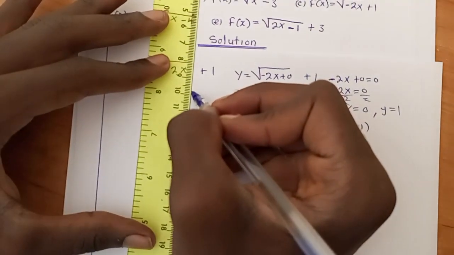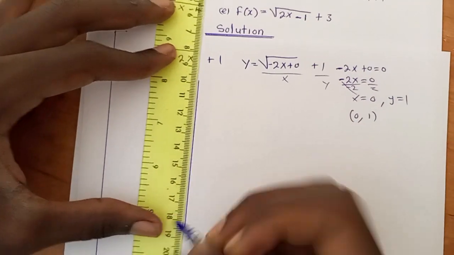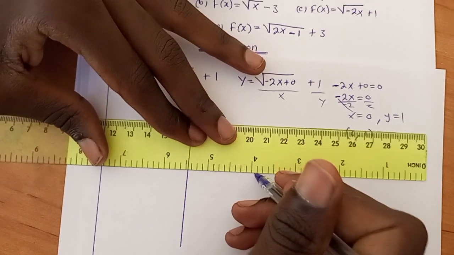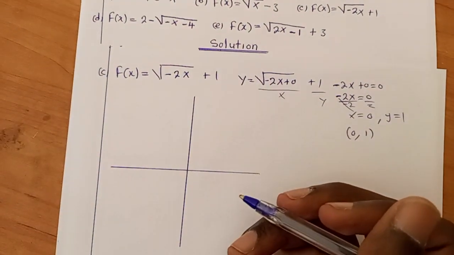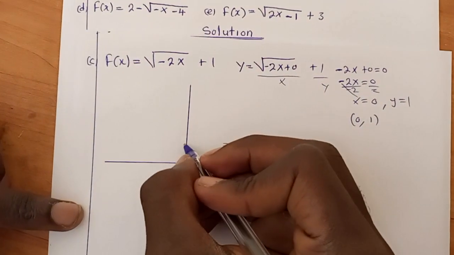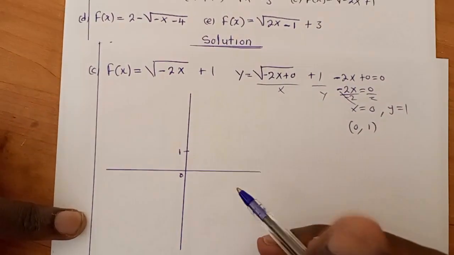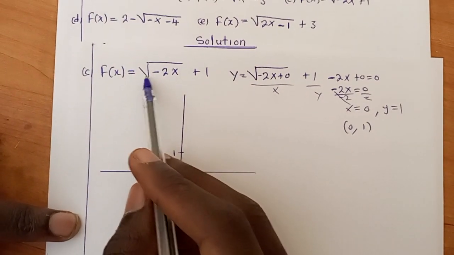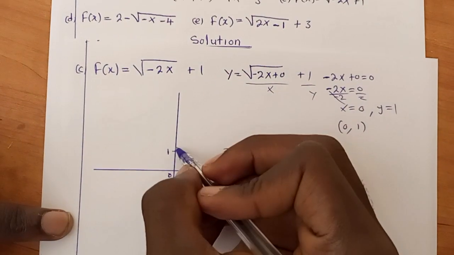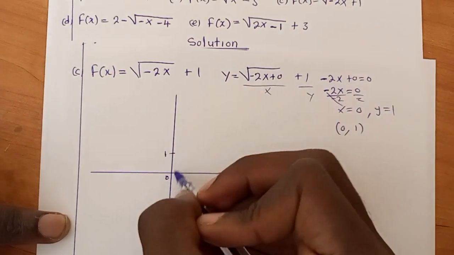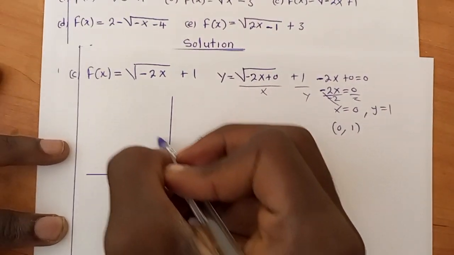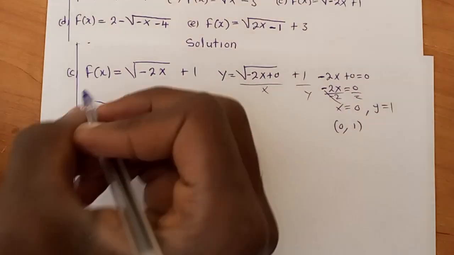How do we plot this one? It's going to be like this. We don't even have to draw a very big diagram. We have a 0 here, then we have a 1 here. Now look at the radical. The radical is positive, but the x inside is negative. So the radical is positive, so we're going upward, and we know that we are moving in this direction, like this.